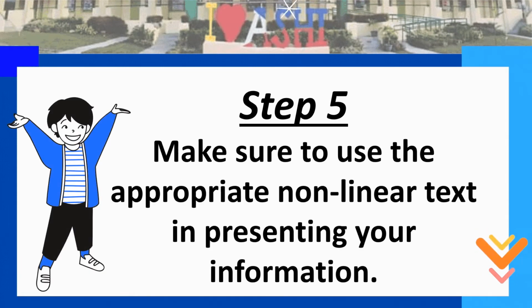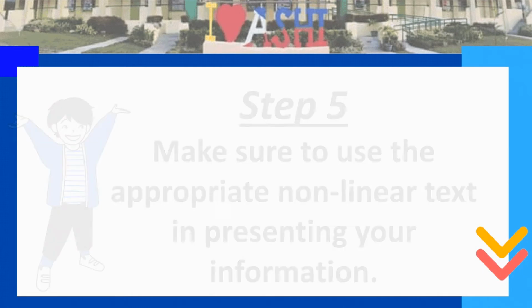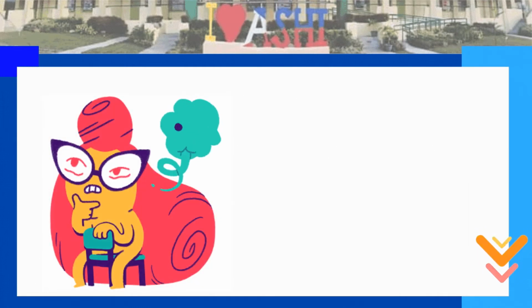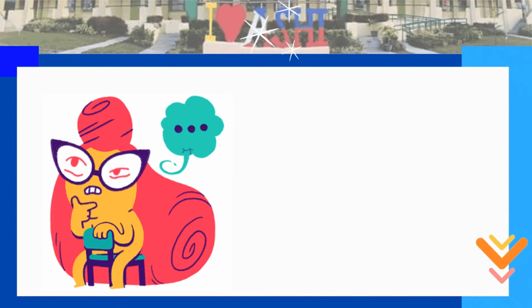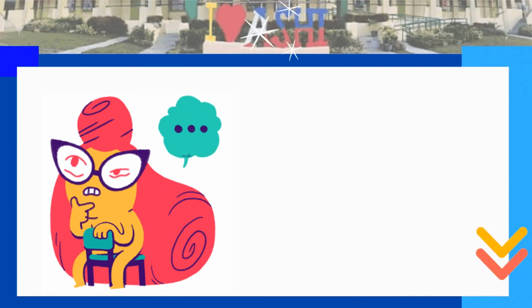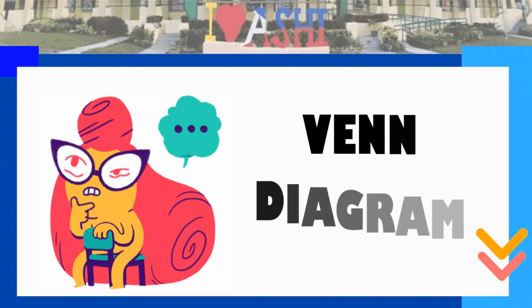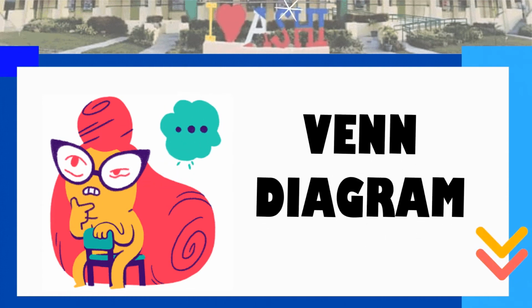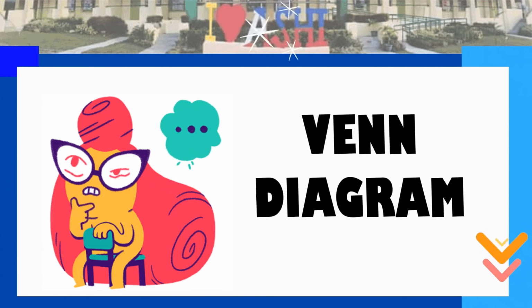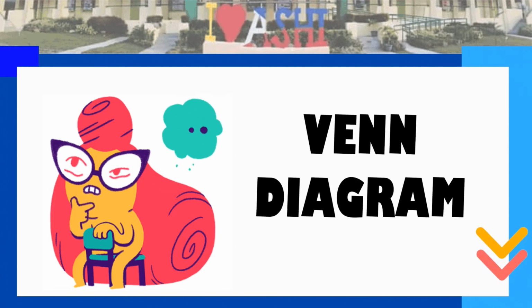Step 5. Make sure to use the appropriate nonlinear text in presenting your information. Let us now review what we have discussed. What nonlinear text could we use to show similarities and differences of certain items? That's right! Venn diagram would be the best nonlinear text to use. That's awesome!